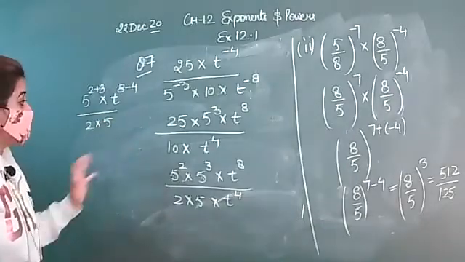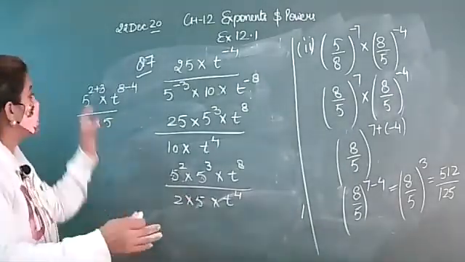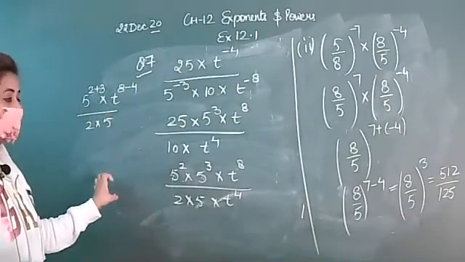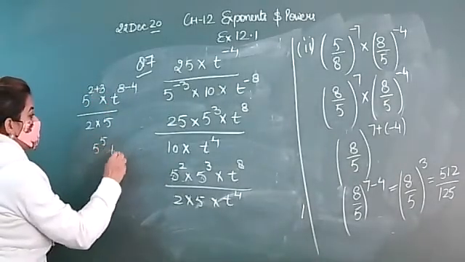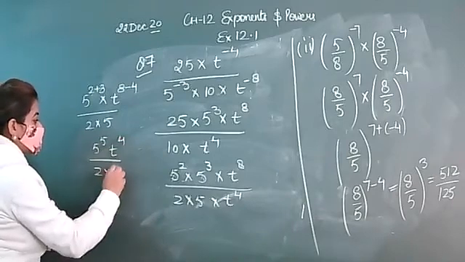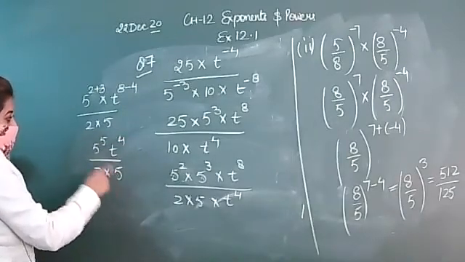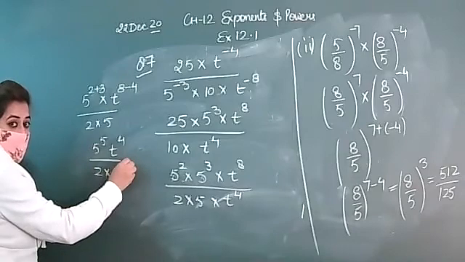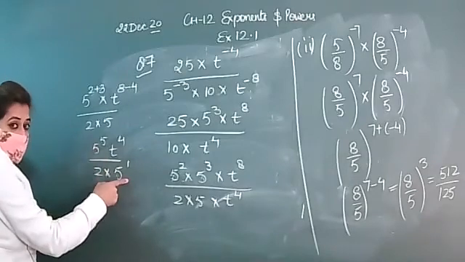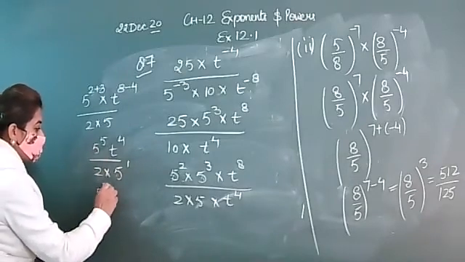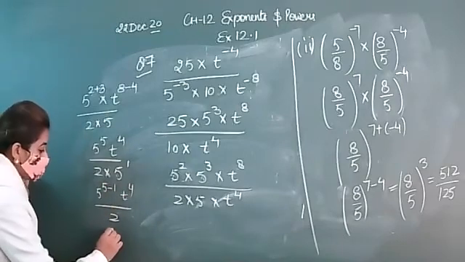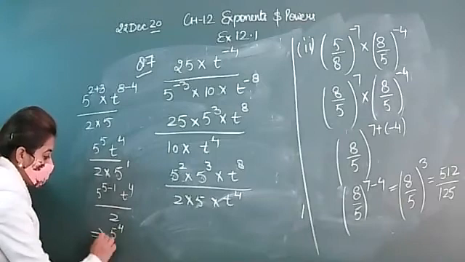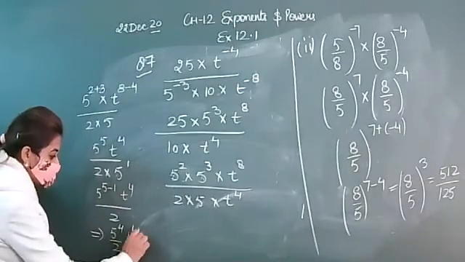Is this clear? So you have to collect the like terms to reduce the terms. Now if you add these two powers, 5 raised to power 5, t raised to power 4, 2 into 5. Now this is 5 raised to power 1. They are dividing and the base are same, so power will be subtracted. So if you solve this, you will get 5 raised to power 4 upon 2 t raised to power 4.